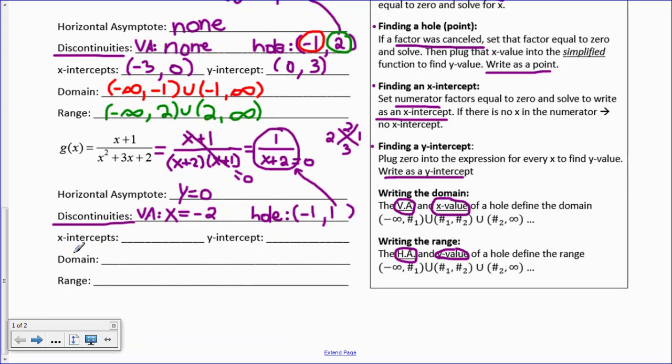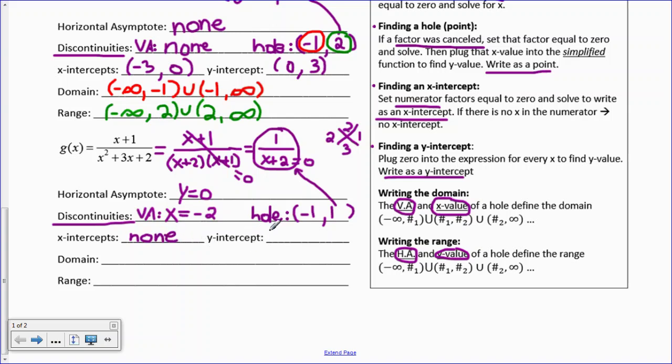All right, x-intercept. Remember, x-intercept is found the same way that vertical asymptote is, except it's in the numerator instead of the denominator. But when you look at the simplified function, there are no more x's in the numerator. So remember, if there is no x in the numerator, you don't have an x-intercept at all. So because there are no x's to solve for, there is no x-intercept. So you just write none.